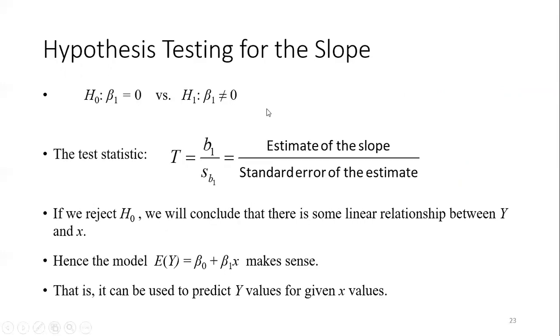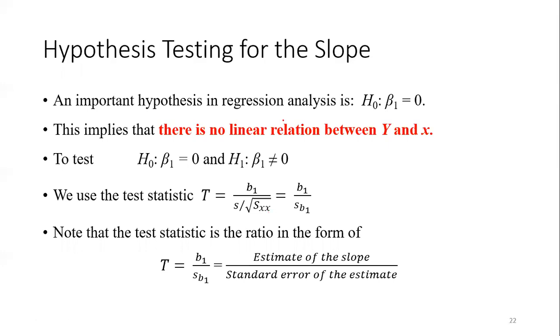Okay. So an important hypothesis in regression analysis is to check whether beta 1 is equal to 0 or not. What does it mean to check whether it is 0 or not? Remember, mu of y given x equals beta 0 plus beta 1 xi. So what does it mean that beta 1 is equal to 0? It means that this term is 0, which means mu of y depends on beta 0 only. Or what does it mean? Mu of y does not depend on x, right?